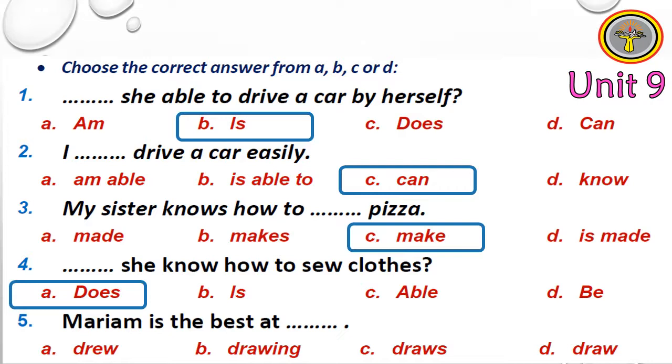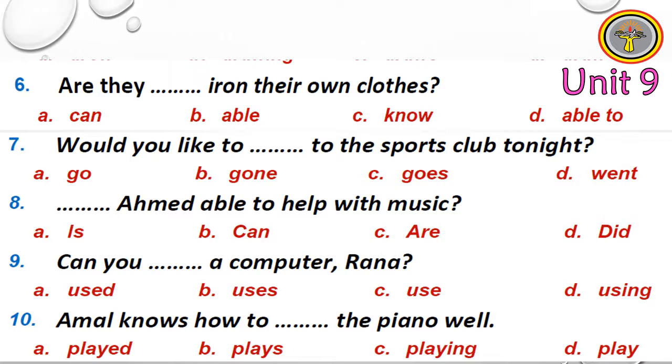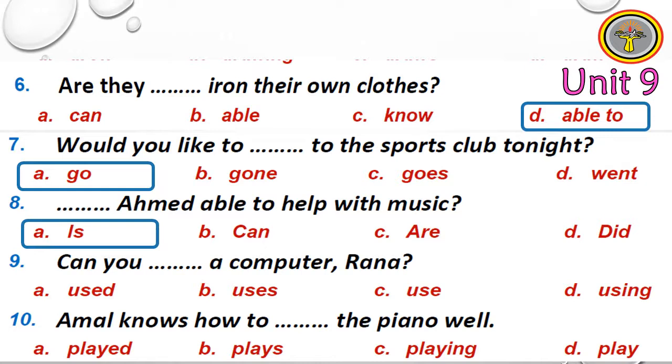Number 5. Maryam is good at drawing. Number 6. Are they able to iron their own clothes? Are they able to? Number 7. Would you like to go to the sports club tonight? Would you like to go? Number 8. Is Ahmed able to help with music? Of course, is Ahmed able to?